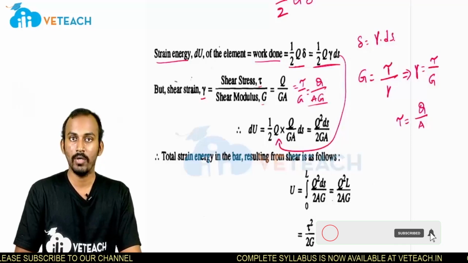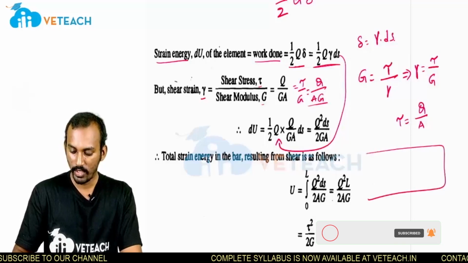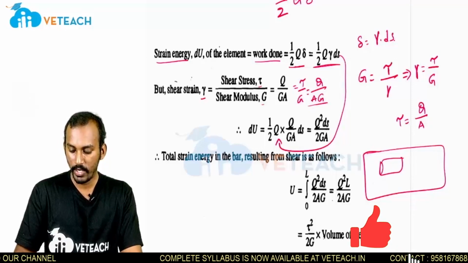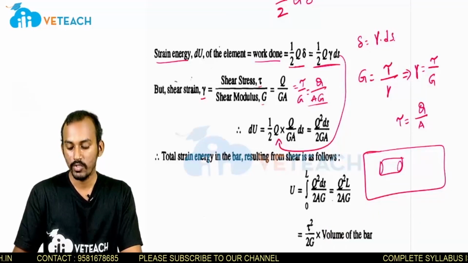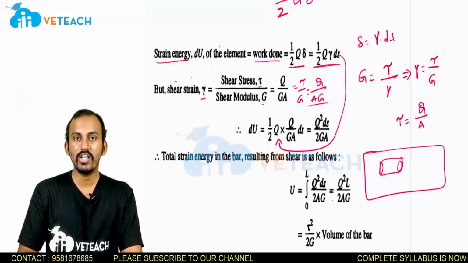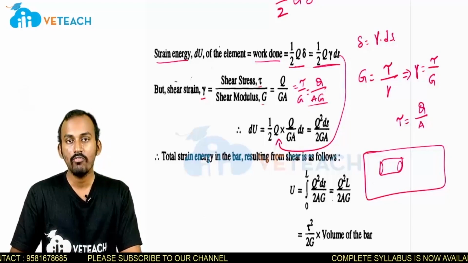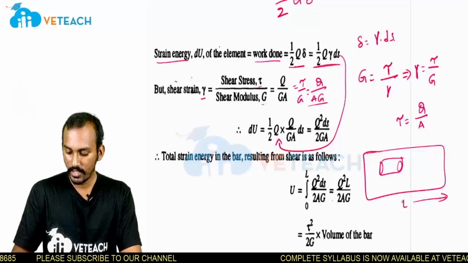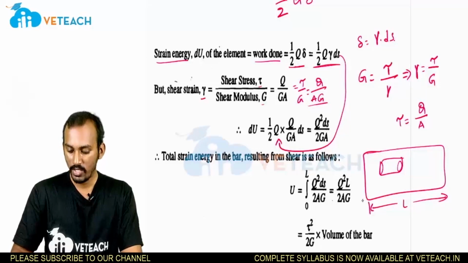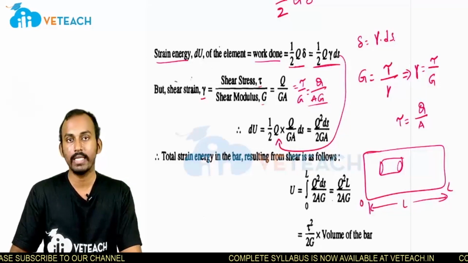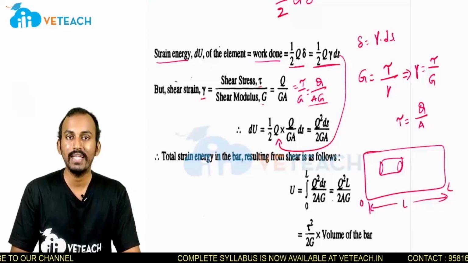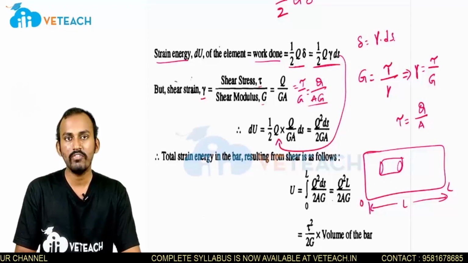What about the entire member? This is the actual member, and in it I considered only a small element. On this small element, this is the strain energy stored. Now for the entire member we have to integrate. Let L be the total length of the member, so from 0 to L we integrate. Then we can apply this strain energy for the entire length. That is the meaning of integration.